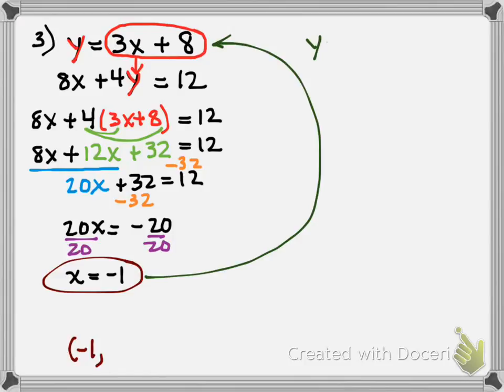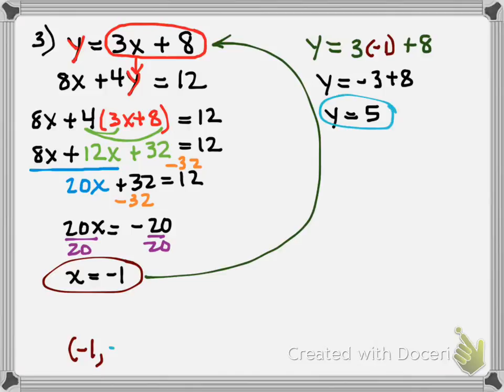So we're going to get y equals 3, and then our x value of negative 1, plus 8. So that gives me y equals, when I multiply, I get negative 3 plus 8. And negative 3 plus 8 equals positive 5. So that becomes the second coordinate to my ordered pair.